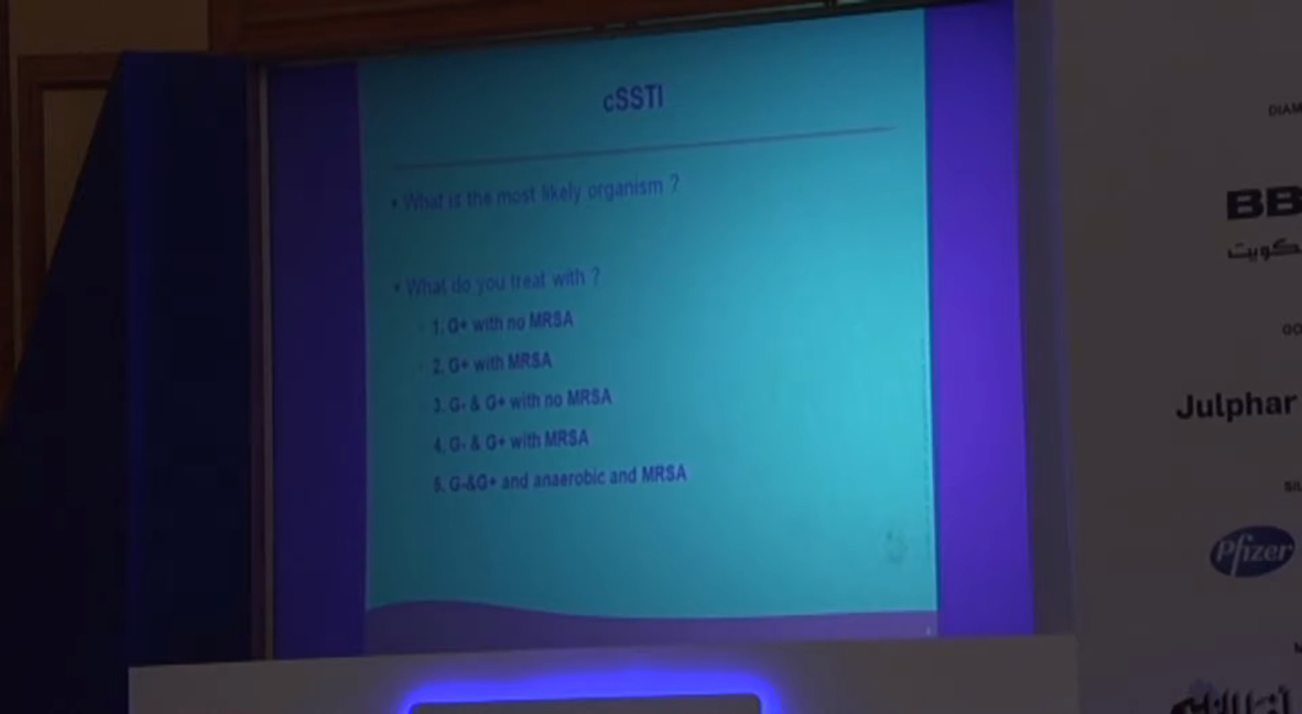So who would respond with number 1? They would treat with a gram-positive antibiotic with no MRSA. We've got about 6 to 7 people, maybe more. Gram-positive, but with MRSA on this occasion. 4 very lonely people, maybe 3 more at the end. Gram-negative and gram-positive without MRSA, so broad spectrum cover. Okay, only 1. Gram-positive and gram-negative with MRSA, even broader spectrum cover.